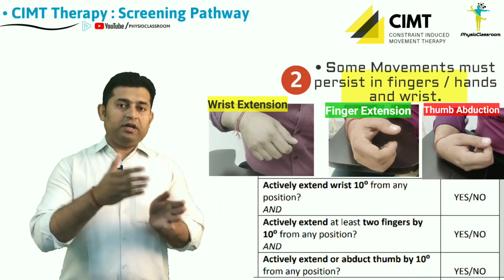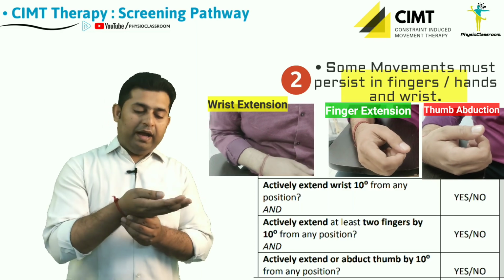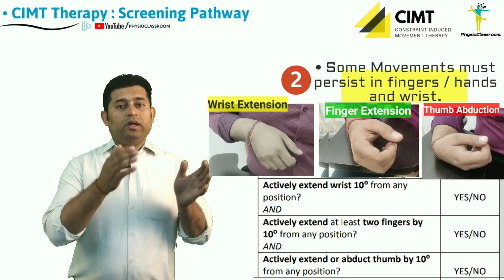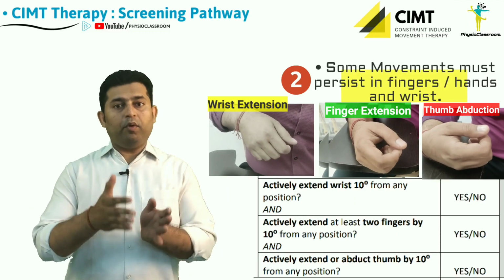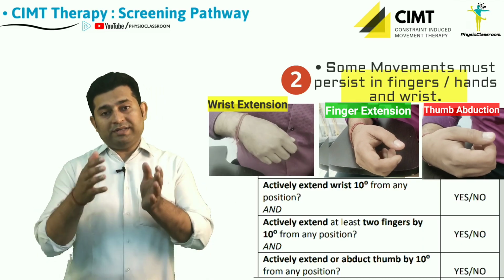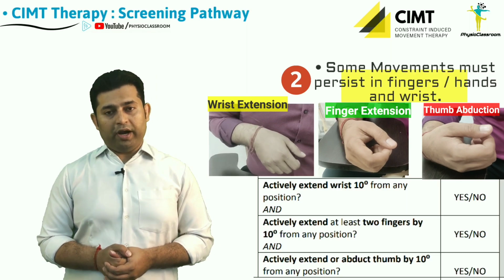That is, the patient must demonstrate 10 degrees at wrist, 10 degrees at finger, and 10 degrees at thumb extension movements. Now, this has been set as the minimum motor recovery that must be present in a patient in order to successfully enroll him or her into the CIMT training program.